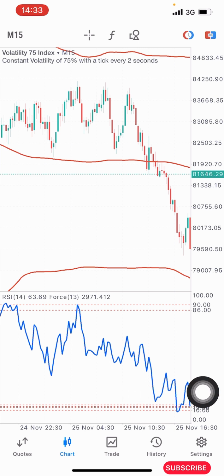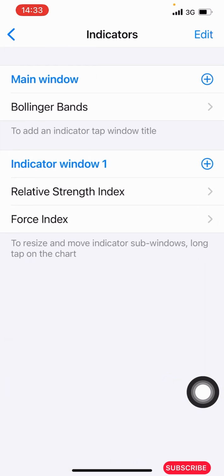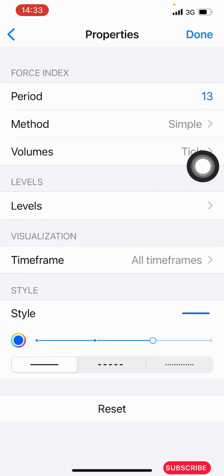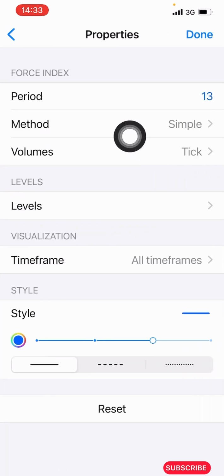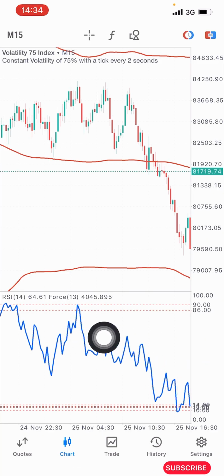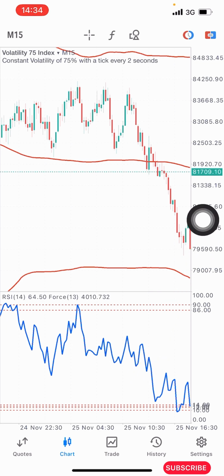So now after adding that, the next indicator we have here is the force index, which is our last indicator here. So you are going to be clicking on this second plus icon, the indicator window 1 plus icon, and then you search for your force index. These are the properties. The period is 13, method is simple, the volumes tick. The level, you leave it as it is, time frame, all time frames. The style, you make the color blue, 3 pixel, and you click on done. You're going to have this blue line here on your indicator window 1. So after setting everything correctly, as I've just explained, you have a screen like this one.